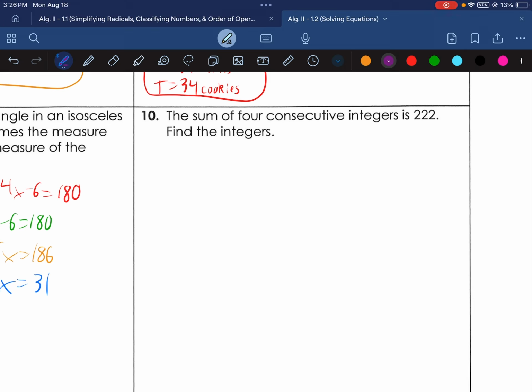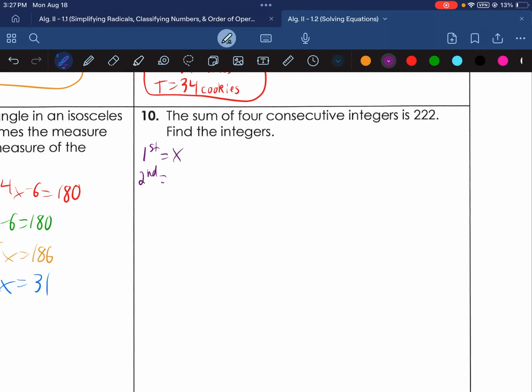Number 10, the sum of 4 consecutive integers is 222. Find the integers. So integers are non-decimal, non-fractions. They can be both positive or negative. And we're adding 4 consecutive ones, which means in a row, such as 5, 6, 7, 8, or 10, 11, 12, 13. And they add up to 222.